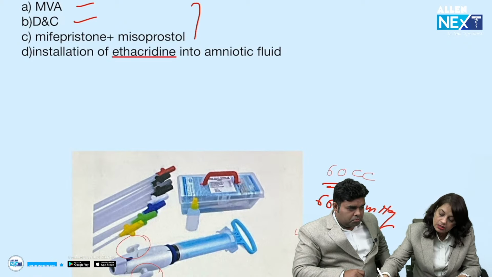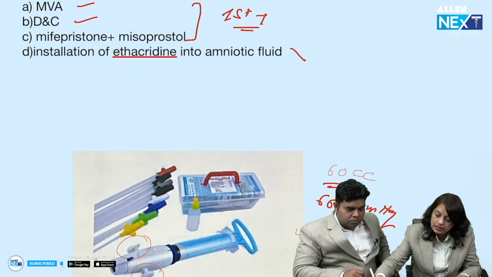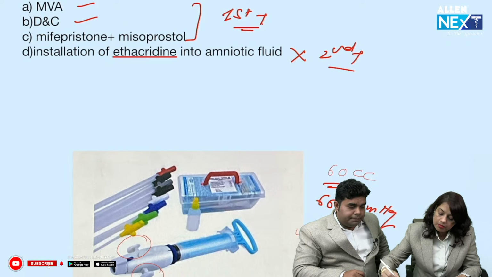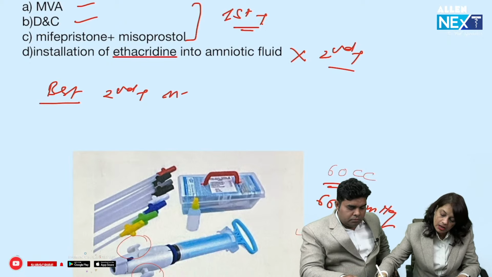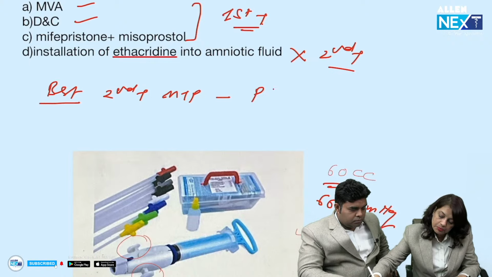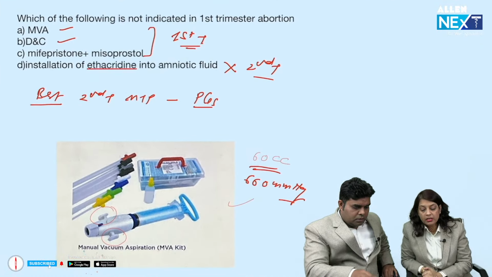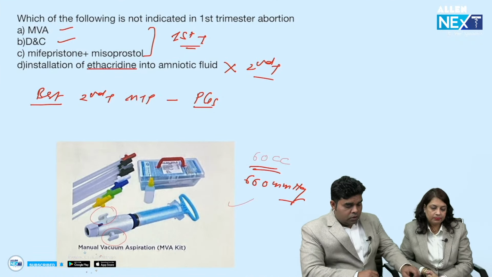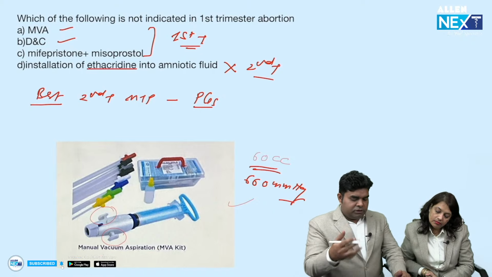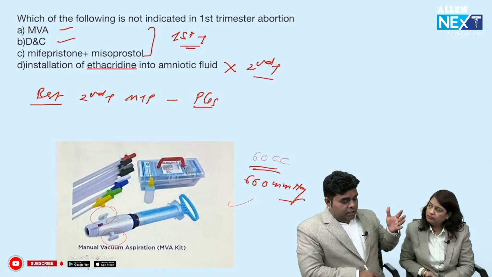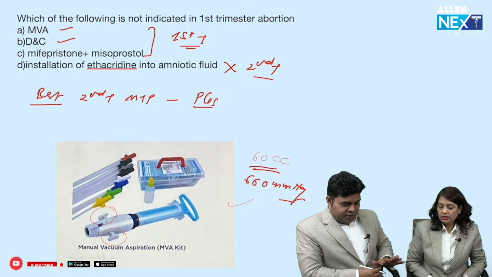These are all first trimester MTP methods, and this is second trimester. But the best for second trimester MTP is prostaglandins. Best for second trimester is prostaglandins. Okay, so mifepristone, misoprostol. If someone asks what is the abortifacient of choice or abortion method of choice in first trimester?